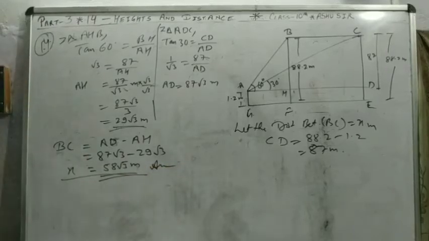Answer. If you want, you can put the value of root 3, then multiply them, and you get the value in decimal form. Pause the video and note down.